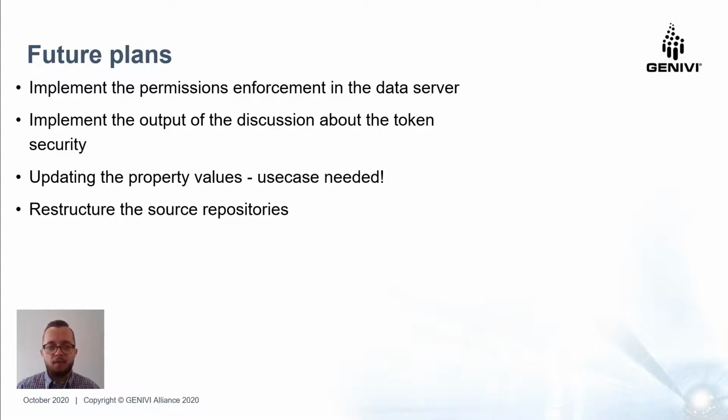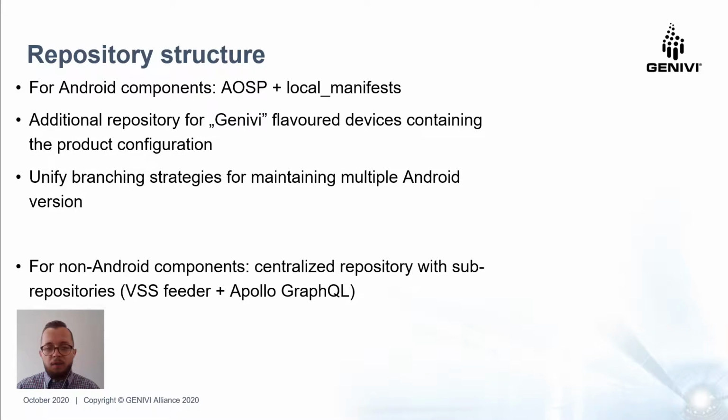by the OpenDS simulator. The last thing that's beginning is the restructuring of the source repositories that we have. As an output, we will have a Genevieve flavored device that contains the configuration of the packages used by each milestone. For this, we will use the standard Android approach with the repository manifest plus a local manifest Git that will extend the AOSP source tree with Genevieve flavored components.